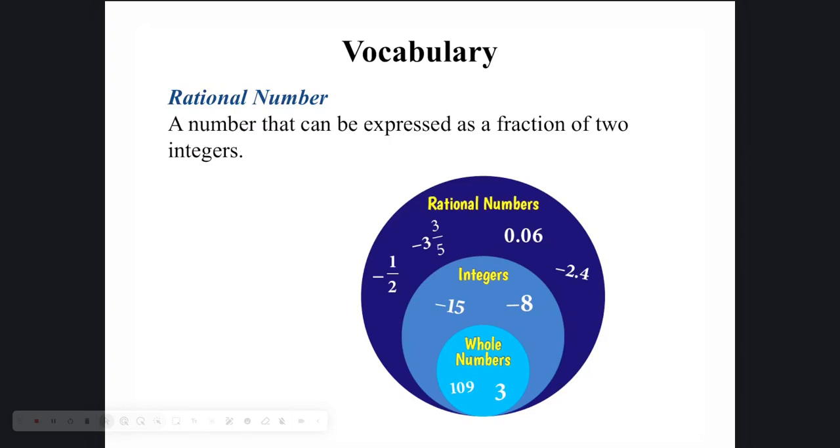The Venn diagram at the right shows that all whole numbers are integers and all integers are rational numbers. The set of rational numbers also includes negative and positive fractions and some decimals that are the result of the division of two integers.